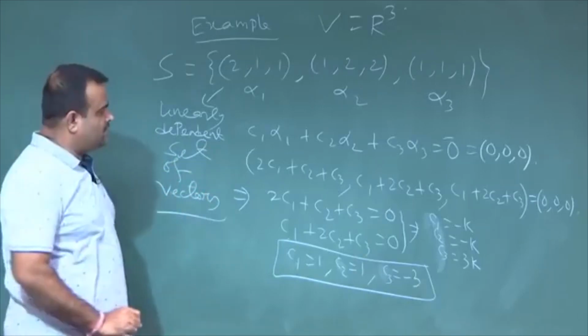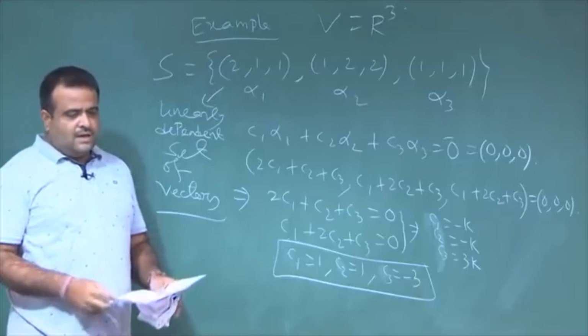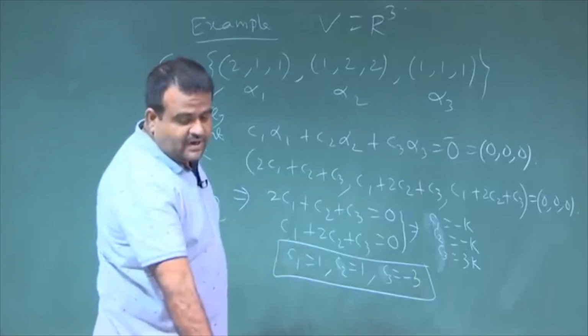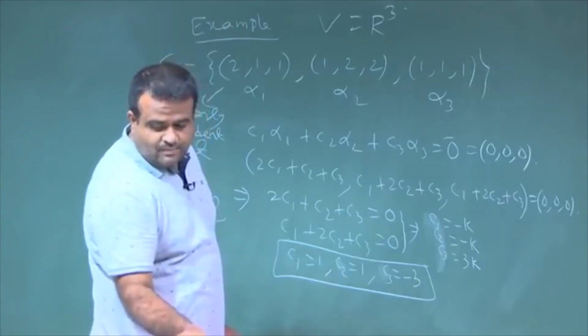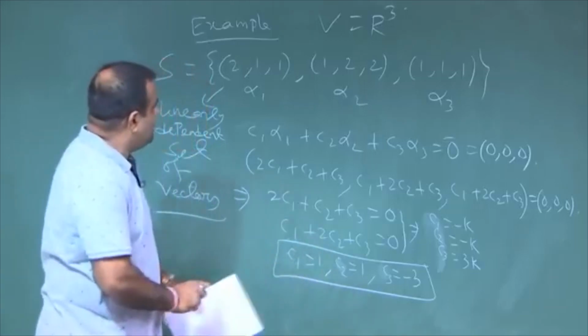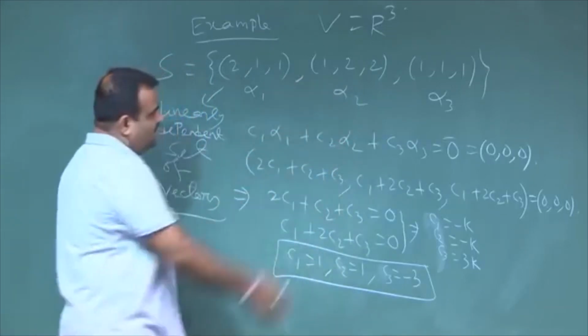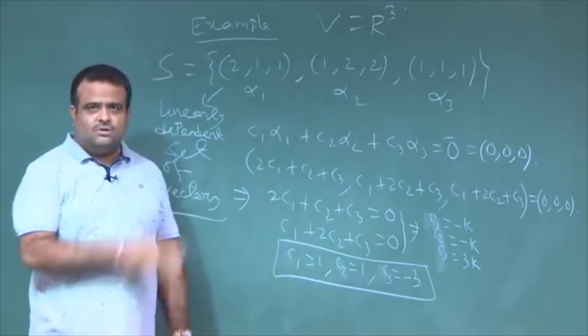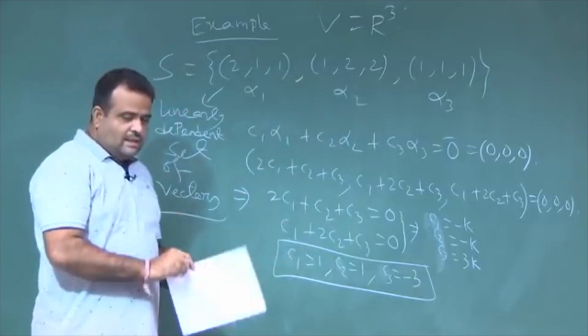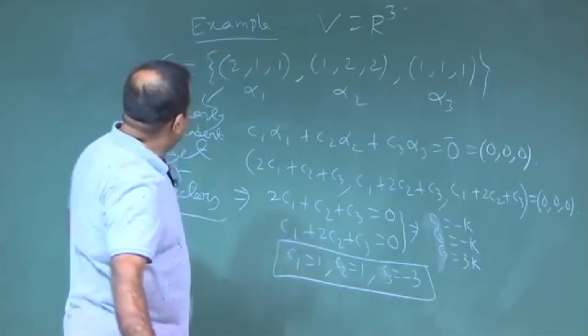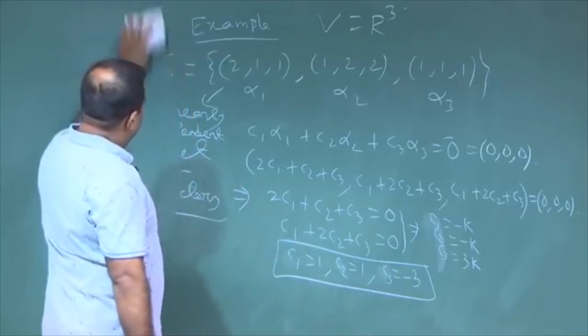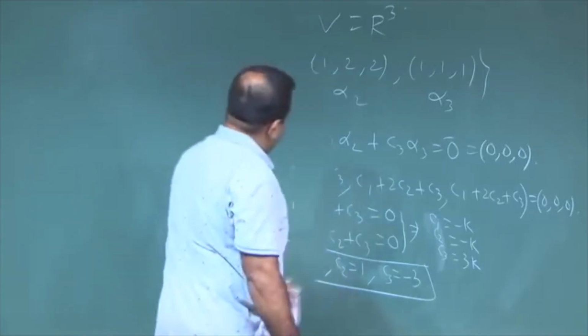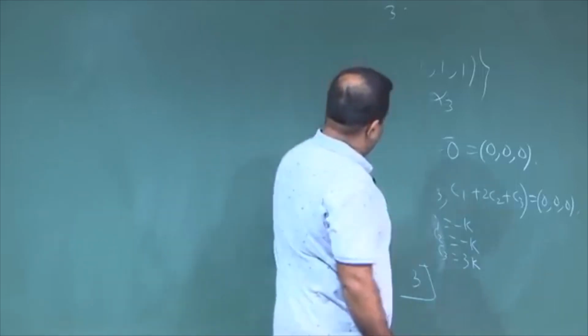Okay. This is one example where we have a linearly dependent set of vectors. Now, if we have a linearly dependent set of vectors, we can easily verify that one vector can be written as a linear combination of the others. We will come to that proof. Now, we take another example where we will see whether we can get a linearly independent set of vectors over R3 or not.